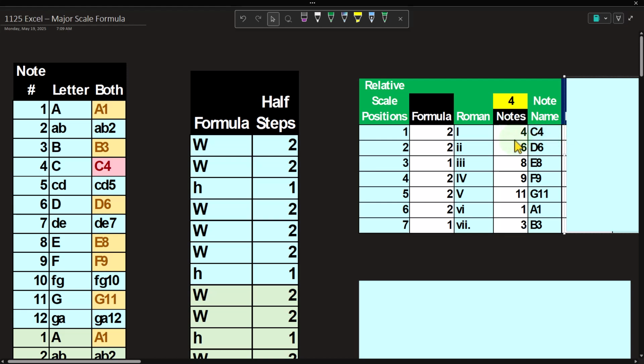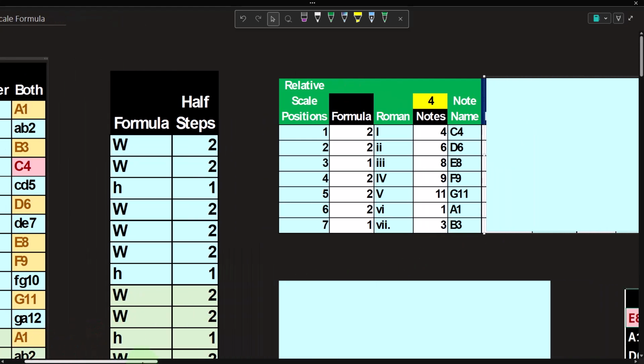If we convert these numbers, see how useful it was to use the numbers there? If we can code switch between numbers and letters in our mind, then of course we get the 4 is a C, the 6 is a D, the 8 is an E, the 9 is an F, the 11 is a G, the 1 is an A, and the 3 is a B.